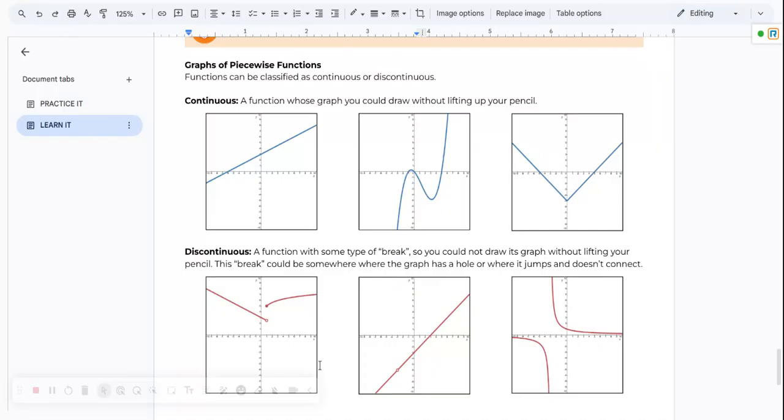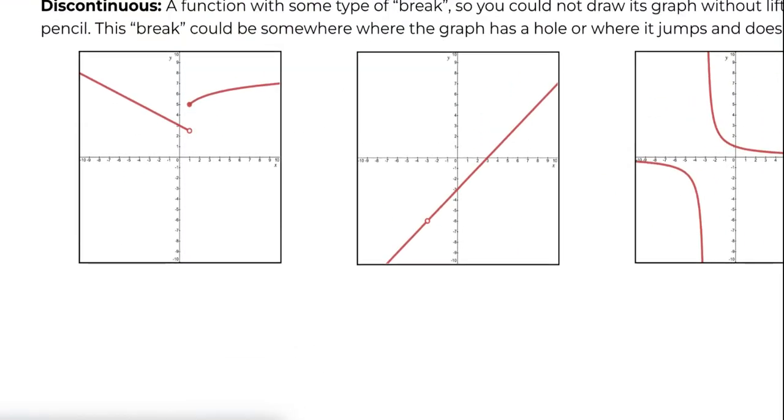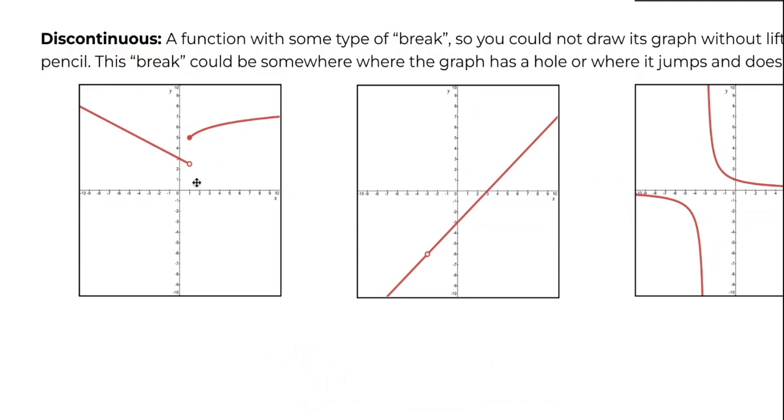And these are discontinuous. This first one is discontinuous because there is a jump in the graph. So at the point x equals 1, the output is 5, whereas if x equals 0.999, the output looks like it's a little less than 3. So this jump in the graph makes it discontinuous.